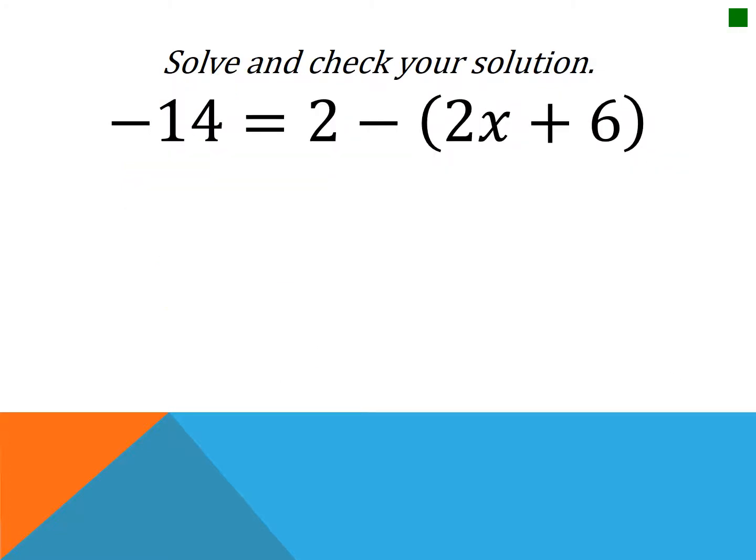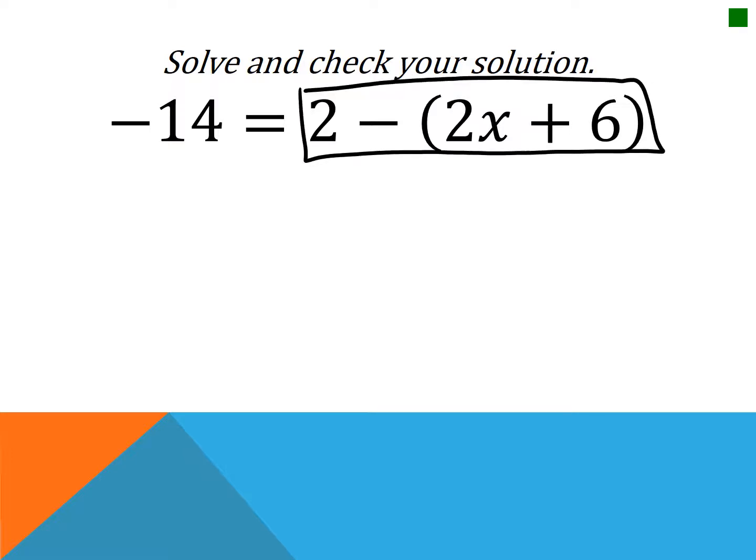Okay, now this is an equals. So we're going to look at the side that has the x. That's this side. See that minus? It's a minus and then a parenthesis. That's no good. I have to have a number there. So I'm going to put a 1.